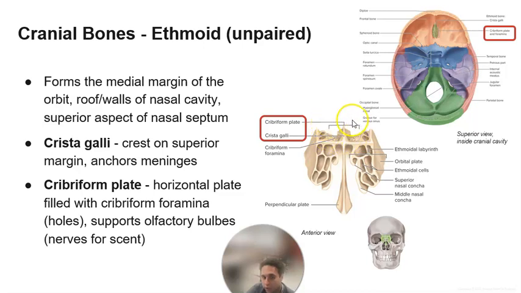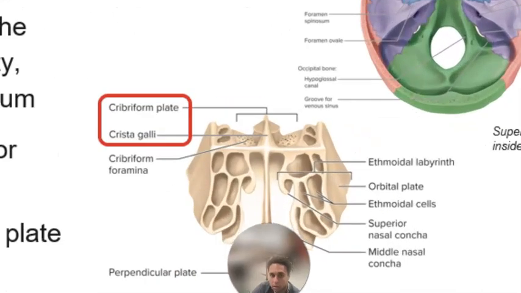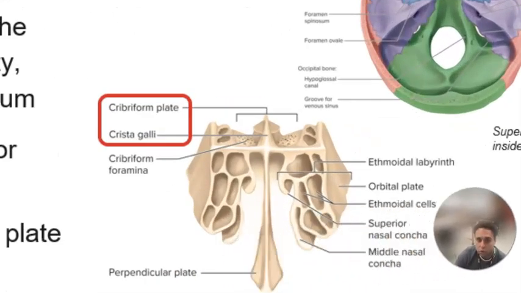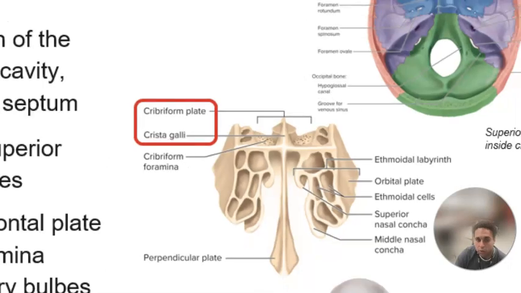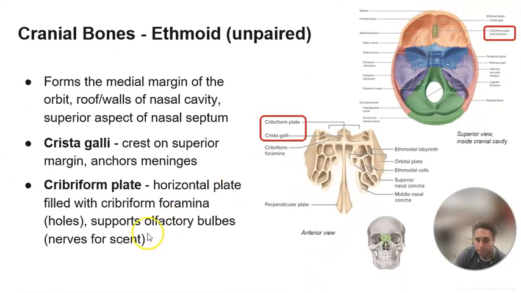This whole structure over here is called the cribriform plate. So this plate includes the crista galli. It also includes the olfactory bulb and the cribriform foramina. Those little holes are called the cribriform foramina.